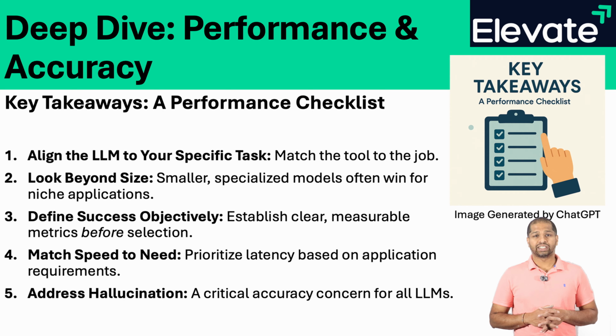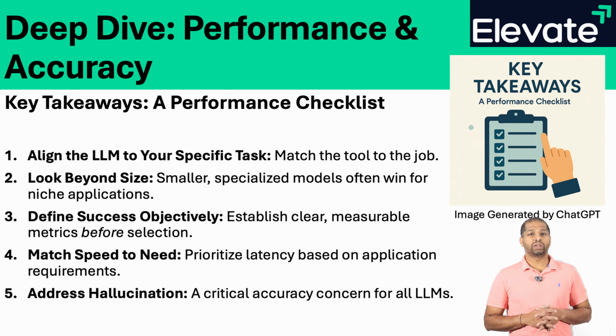Third, define success objectively by establishing clear, measurable evaluation metrics before you make your choice. Fourth, match the speed to your need, carefully considering the latency requirements of your application. And finally, always be mindful of and actively work to address hallucination. It's a critical accuracy concern for all LLMs. By focusing on these points, you will be well on your way to selecting an LLM that not only performs but performs accurately and efficiently for your generative AI application.